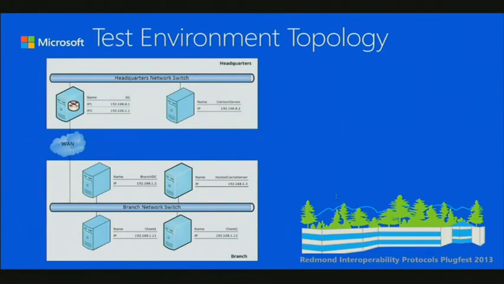Okay, here is the test environment. So generally we have two networks. The one above is for the headquarter network. We have the content server there. And below, we have the clients and also the hosted cache server.